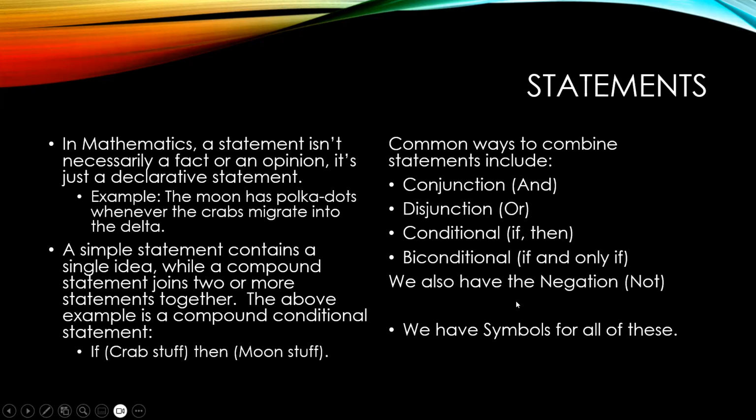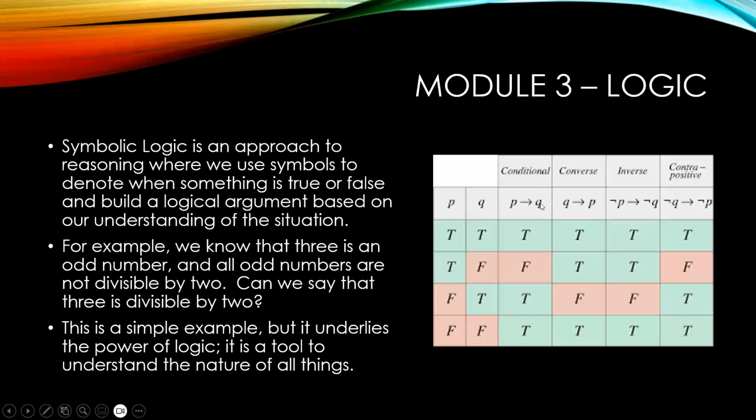We also have the idea of a negation, which would be like not. And so in this case, if we're saying the moon has polka dots, the negation of that would be the moon does not have polka dots. That might be more accurate. We have symbols for all of these things. If we go back a slide, you can see some of these. And so our conditional is this arrow. You can see the not symbol here is represented one way. There are actually a couple of ways to represent not. Sometimes you'll see a tilde used.